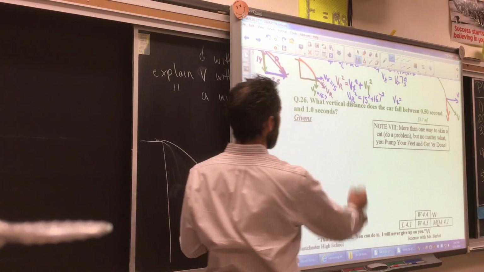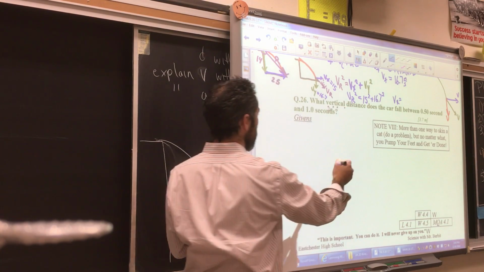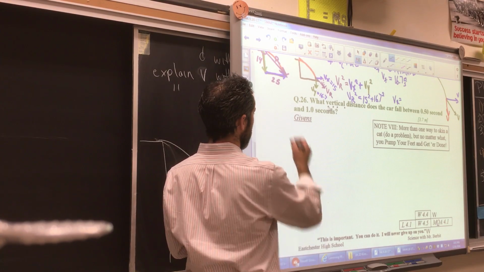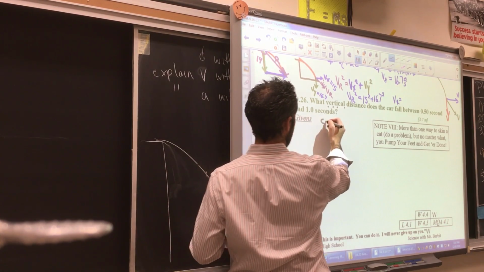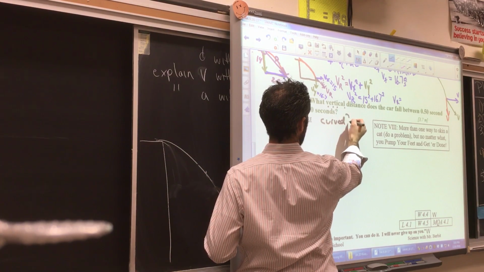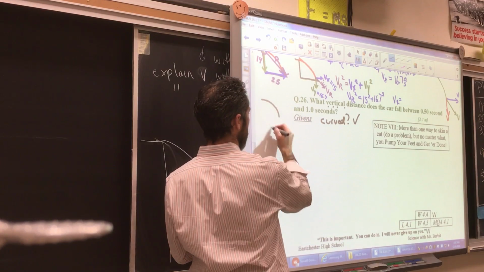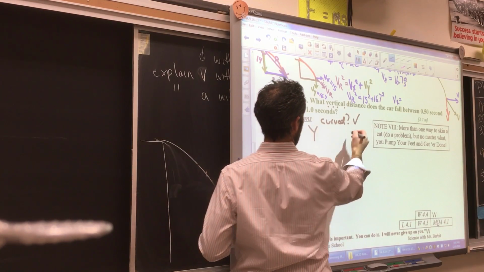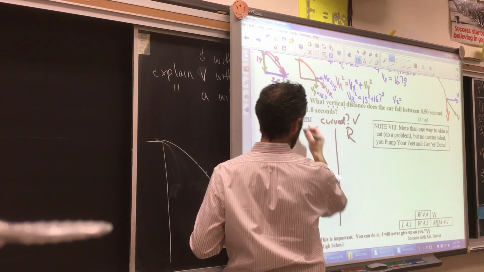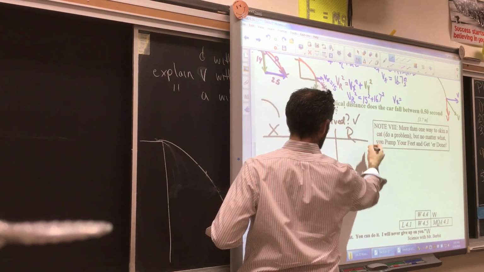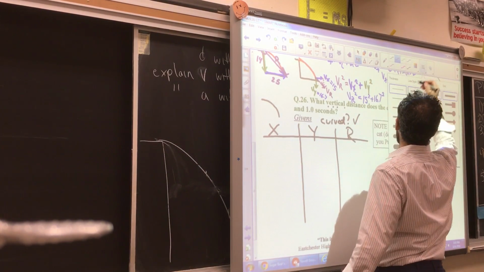So, even though you see the word vertical here, is this a curved trajectory? Yes. That means make the chart. X, Y, R. Oh boy, we know a lot of stuff now.